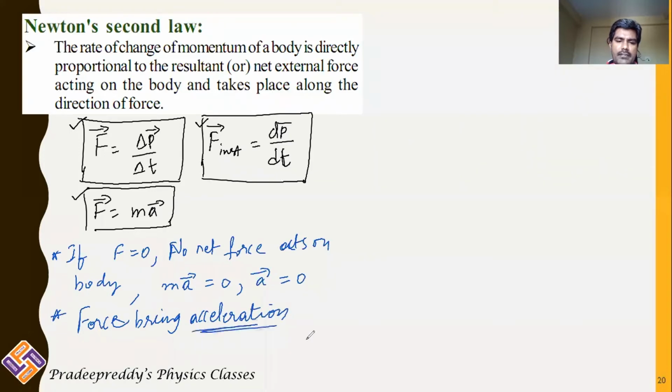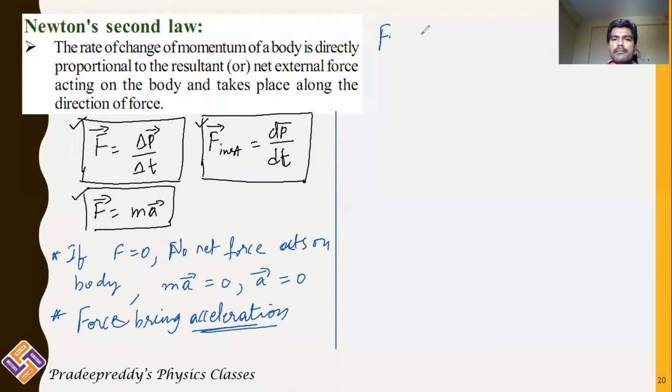Force brings acceleration. Whenever you are applying force on a body, it causes acceleration but not velocity. Force will not cause velocity; force will be causing acceleration to that particular given body. So force always brings acceleration, and there can even be a change in the acceleration corresponding to the applied force. Of course, change in velocity is calculated as acceleration.